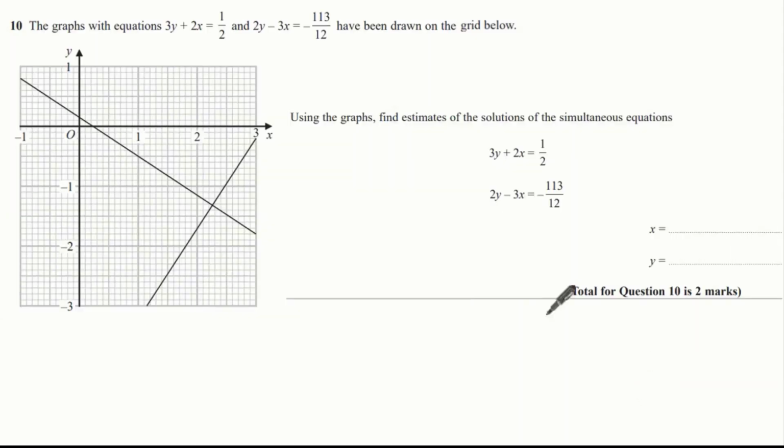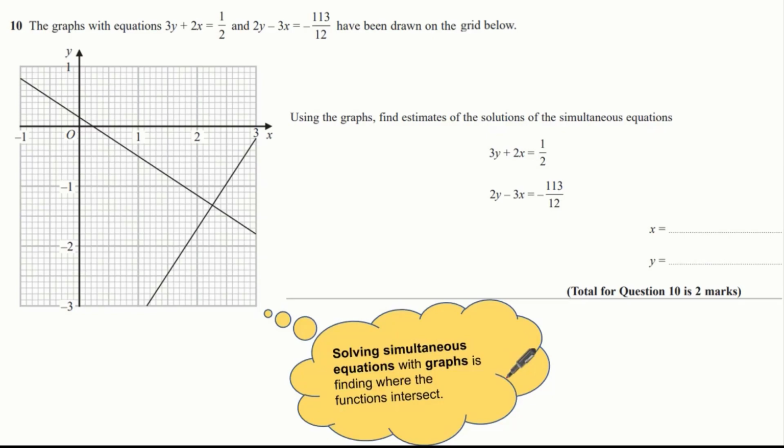Now looking at question 10, the graphs with the equation 3y plus 2x is equal to half, and 2y subtract 3x is equal to minus 113 over 12 has been drawn on the grid. Now it says, using the graphs, find estimates of the solutions of the simultaneous equations given here. Well, remember, whenever we're asked to solve simultaneous equations with graphs, it's very simple. All we need to do is find out where these graphs or functions intersect. So we simply find the point of intersection and identify the coordinate.